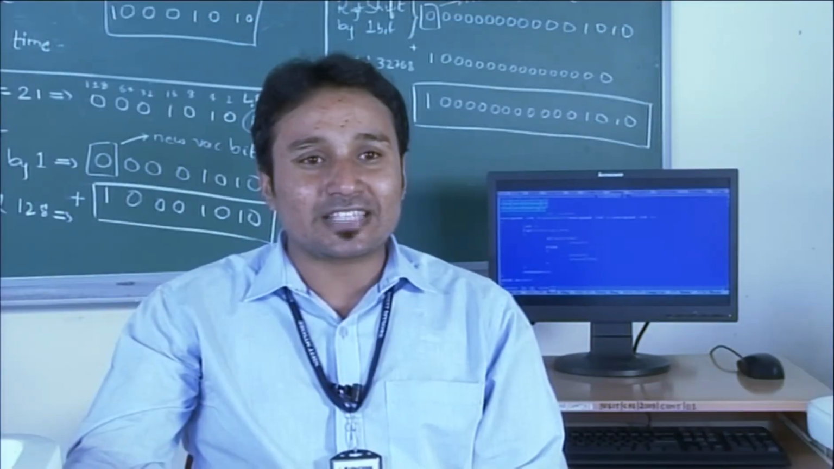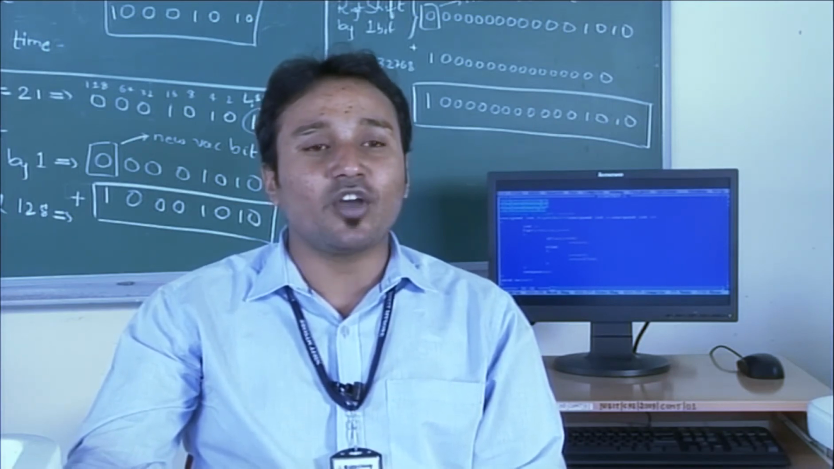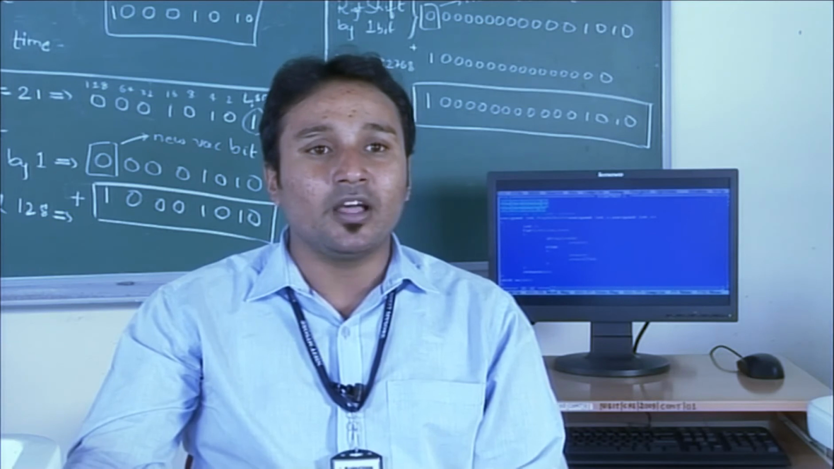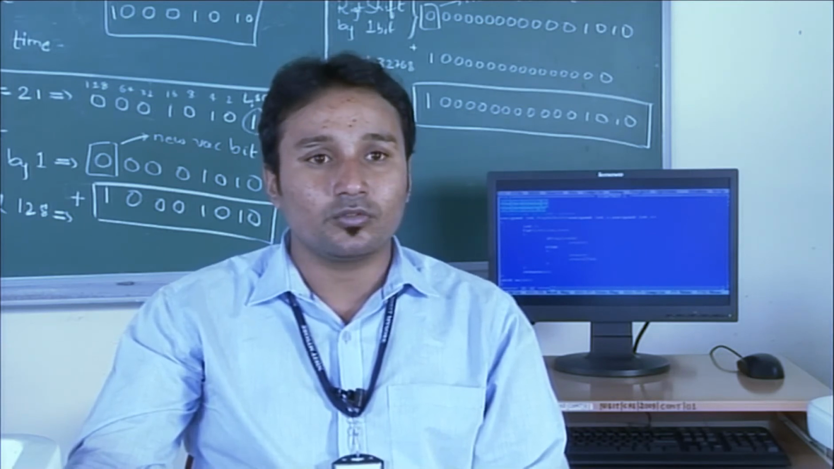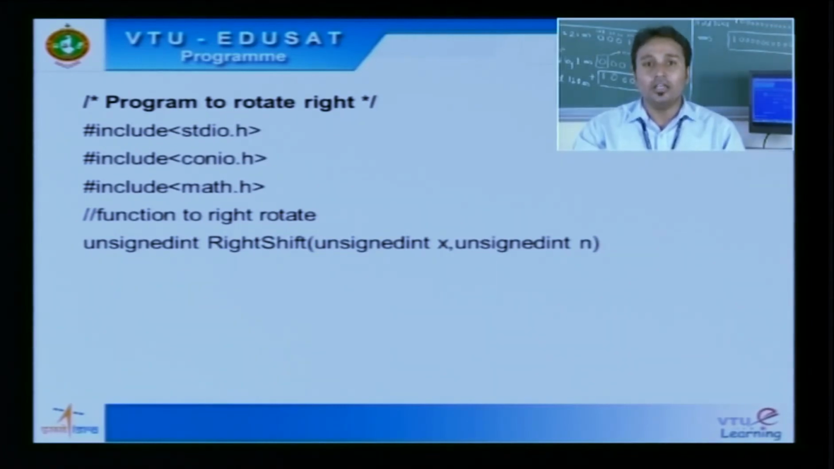The value of x is assigned to one more variable y and the function rightshift of x comma n will be called. The answer of that function will be stored in a variable known as value. As soon as the rightshift of x comma n function is called, the control moves to unsigned int rightshift of x comma n value. Here also we can note that the parameters x and n are declared as unsigned integers.